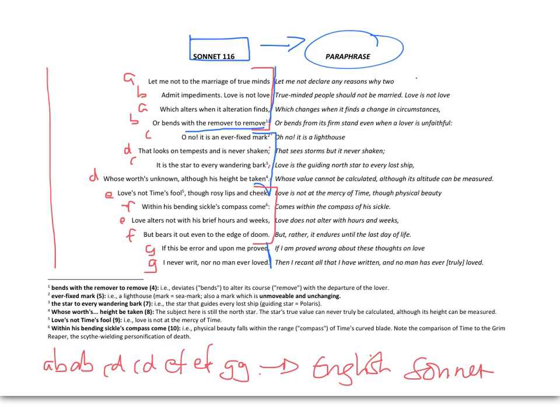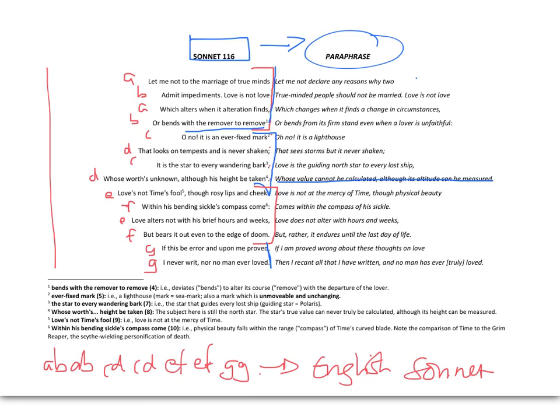And he said it's a star to every wandering ship, if you like, every lost ship, basically, whose worth's unknown, although its height be taken, whose value cannot be calculated, although its altitude can be measured. Quite simply so. Back in Shakespeare's day, they had no idea what the elements were within stars. They had no idea what stars were made of. However, they were able to roughly estimate the distance from Earth, or so they saw at the time, which is why its altitude can be measured, but its value cannot be calculated.